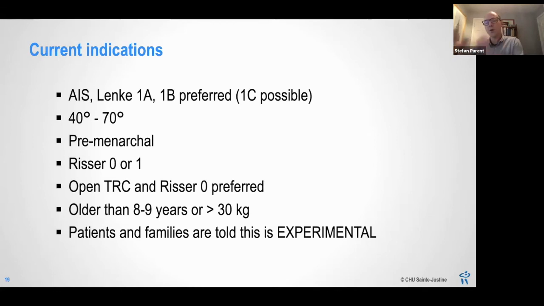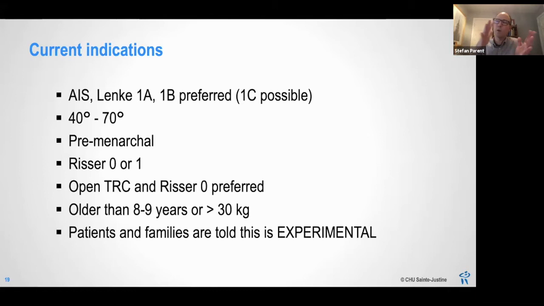So the bigger the curve is, the more growth potential you need. The smaller the curve is, the more mature you should be. If you start doing cases at 35 degrees in an 8-year-old, then you most likely will have overcorrection and you'll be stuck revising that patient. Premenarchal is usually a good sign that they have enough growth. Risser 0 or 1, Sanders 3 or less is usually what I prefer. Open triradiate cartilage and Risser 0 are preferred for bigger curves. So for the bigger deformities, you want to have an open triradiate cartilage.